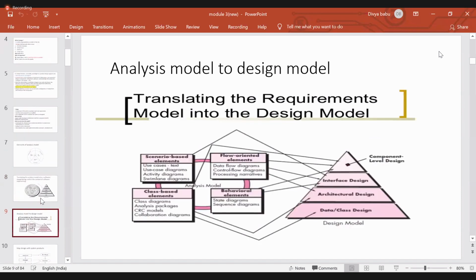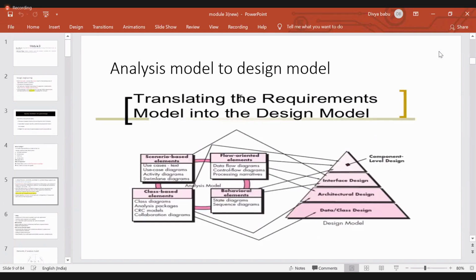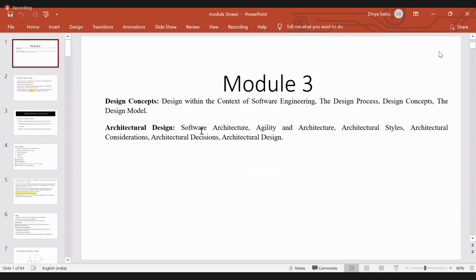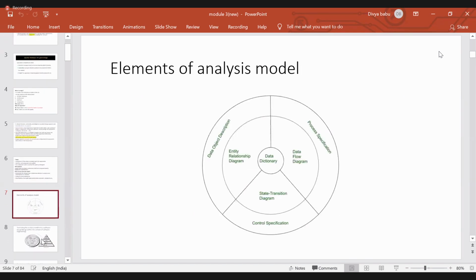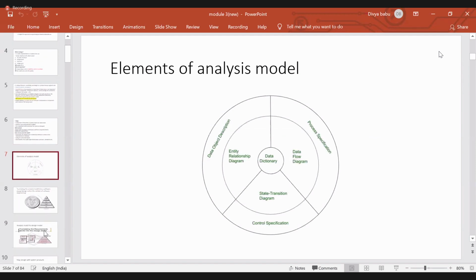So this is the general introduction to design concepts, design within the context of software engineering. Next is the design process.